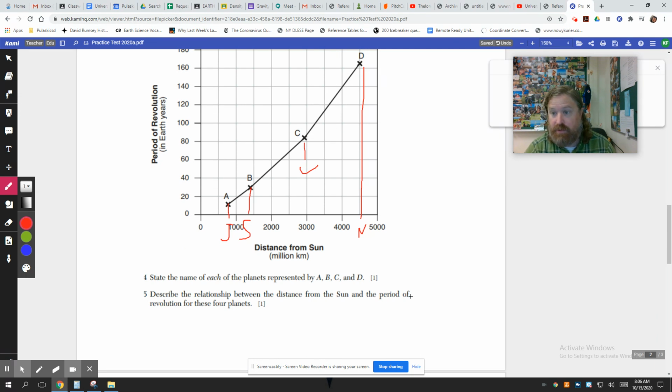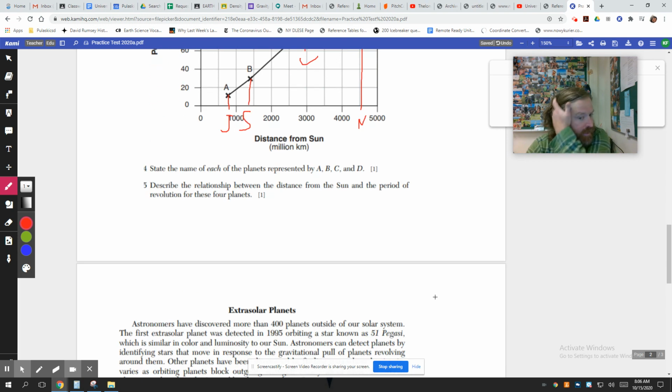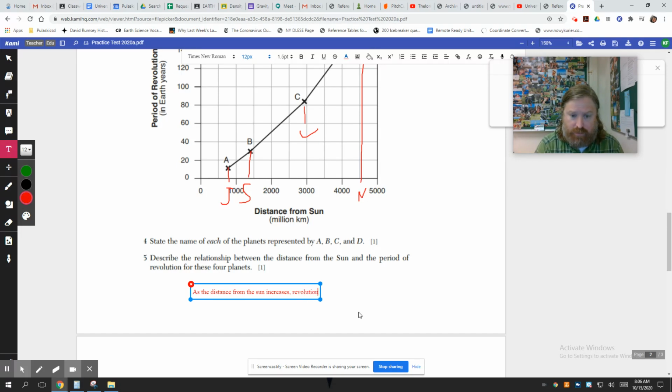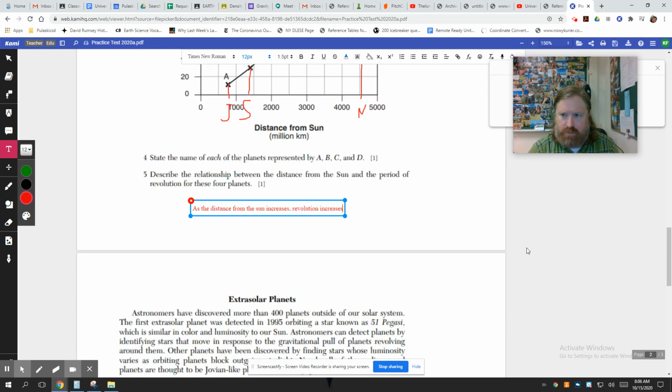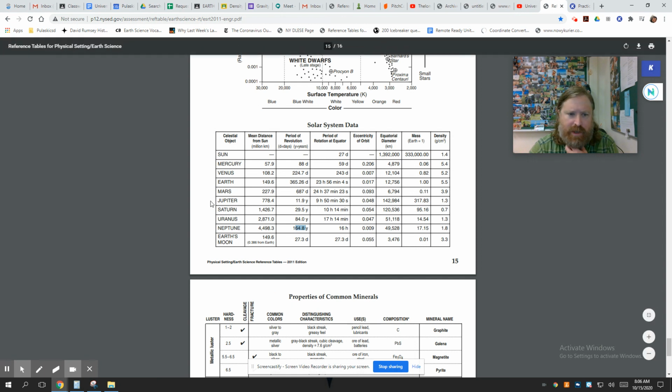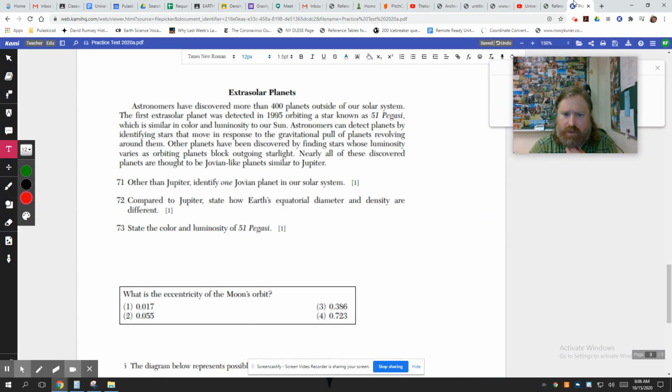Okay, so graph reading, interpreting. That's again what I was saying before. That's more what this is about than the other things. What is the relationship between the distance from the sun and the period of revolution? Always answer these the same way. As the distance from the sun increases, that's always the first part. Then tell me about the second part, revolution. What does it do? You've got to figure it out. It increases in this case. Other than Jupiter, name one Jovian planet, very easy. Just give me any one of those 4: Jupiter, Saturn, Uranus, Neptune. They're all good.